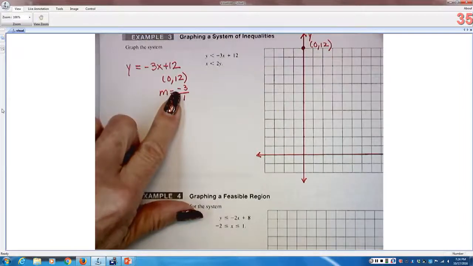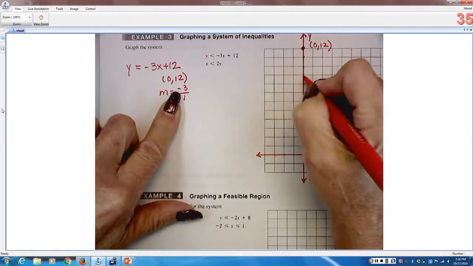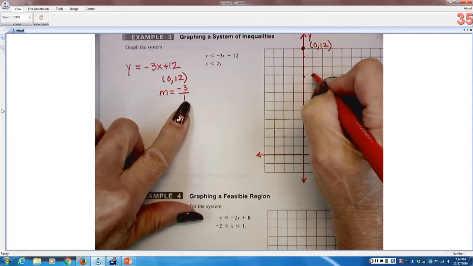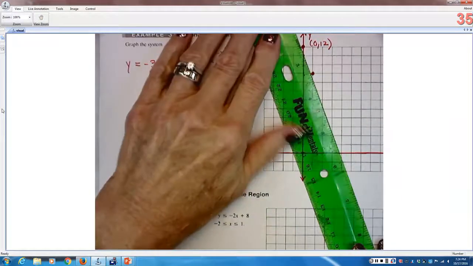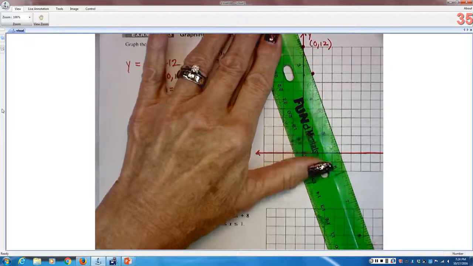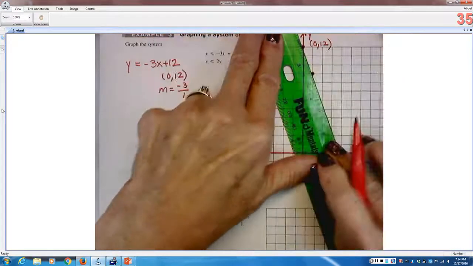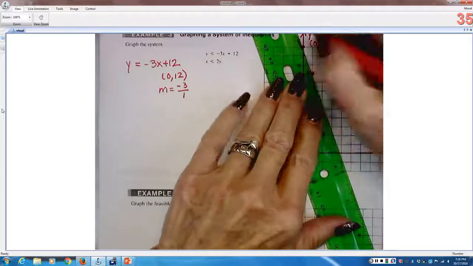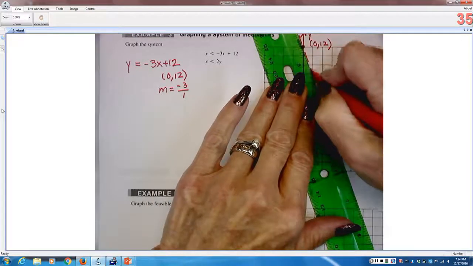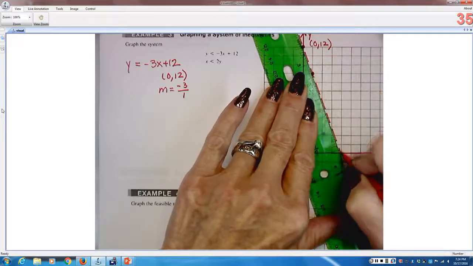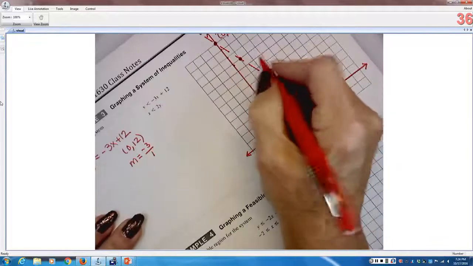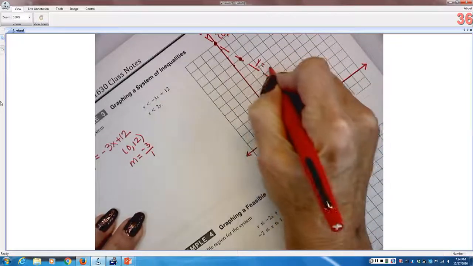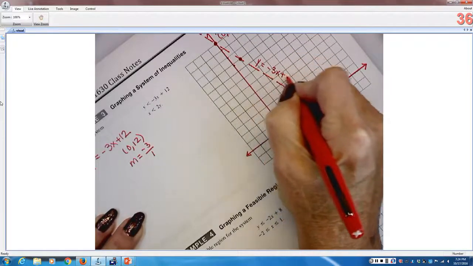And then we're going to count down 3: 1, 2, 3, and right 1. And that's our next point. And then we're going to draw the line. And because this says less than, our boundary line is going to be dashed. So this is the boundary line, y equals negative 3x plus 12.